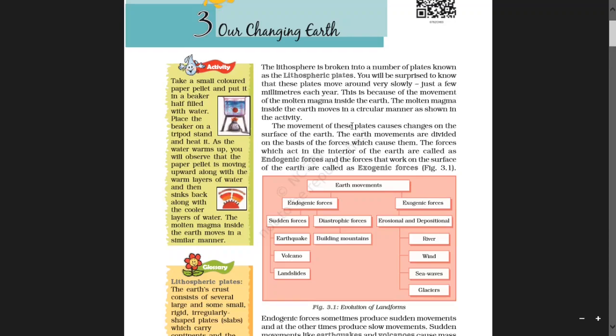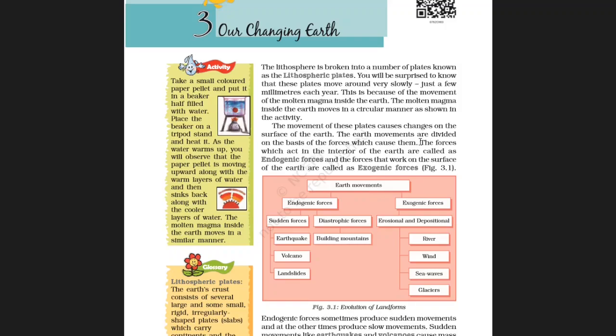The movement of these plates causes changes on the surface of the earth. The earth's movements are divided on the basis of the forces which cause them.